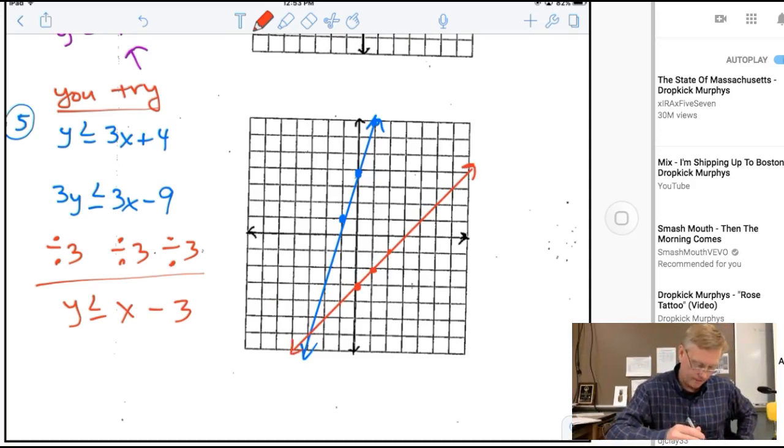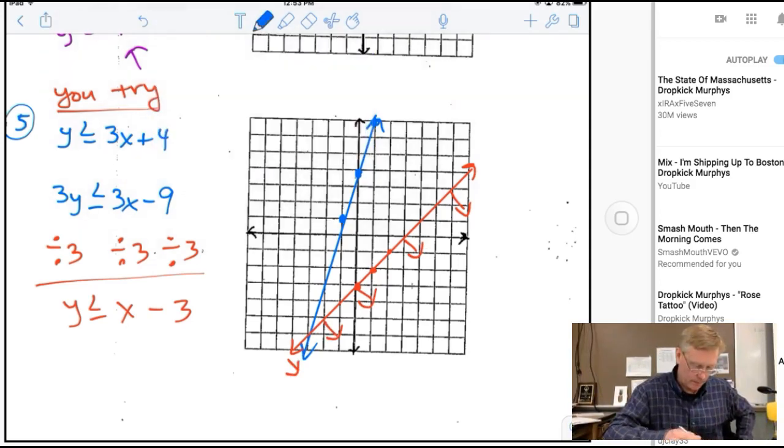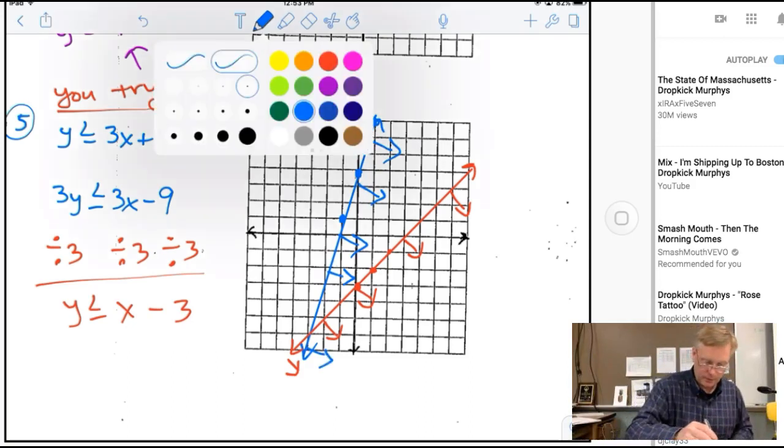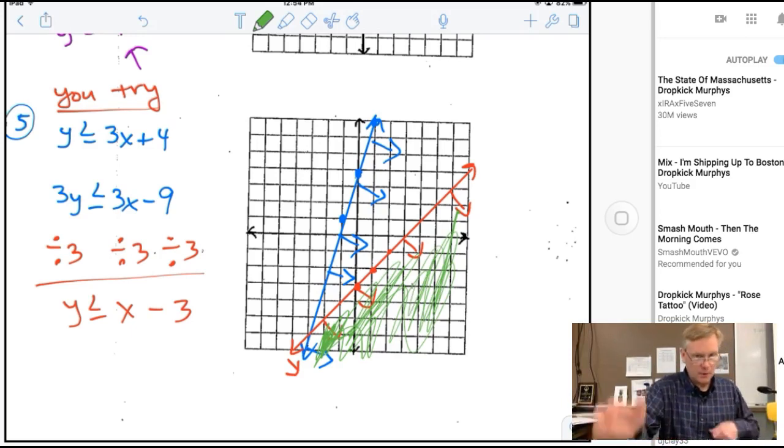Okay, so let's see, which part am I going to shade? If I do the red line first, that's y is less than, so I'm going to shade below the line. And the blue one is also y is less than, so that's also below the line where you cross on the y-axis, which means the overlap area where the arrows are pointing at each other would be all of this over here. And that's the solution.